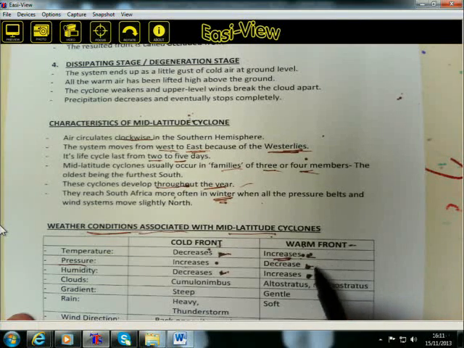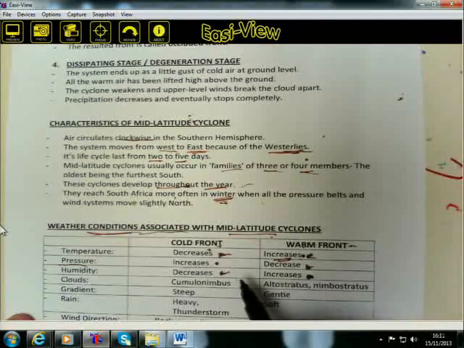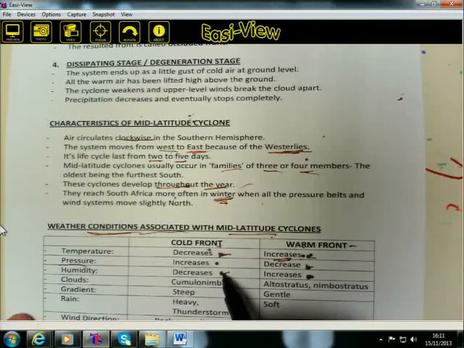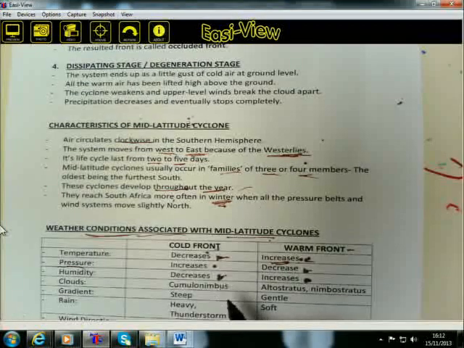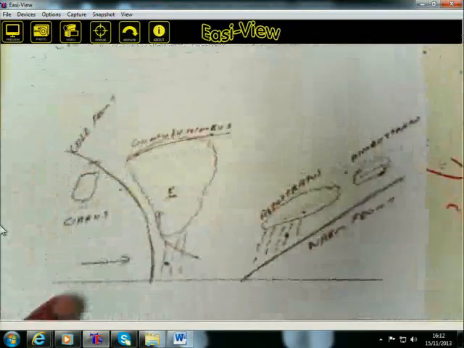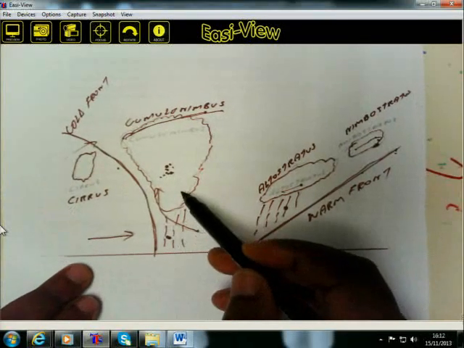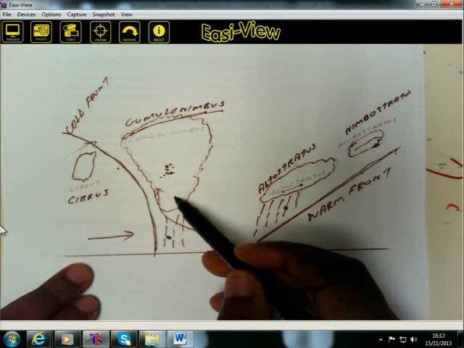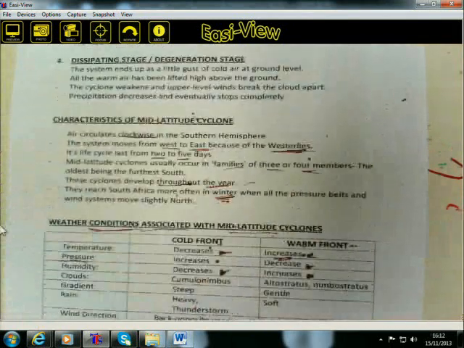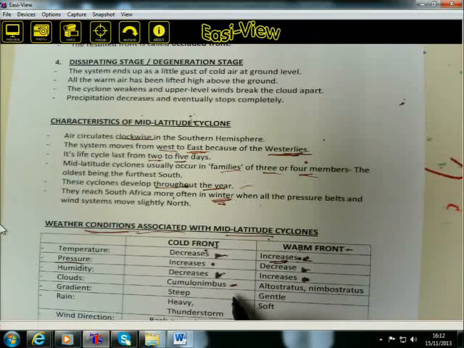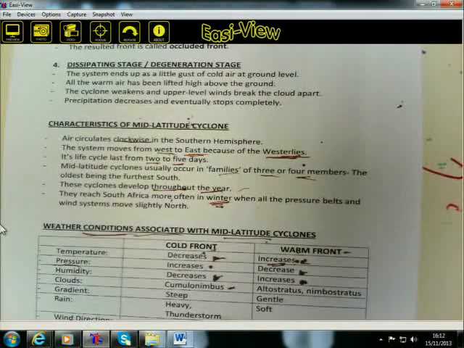When the warm front approaches, the humidity will increase, and then when the cold front approaches, the humidity will decrease. What about the cloud formation? As we have seen in this diagram, the type of cloud formed when the cold front approaches is cumulonimbus clouds. Cumulonimbus clouds are formed in front of the cold front.